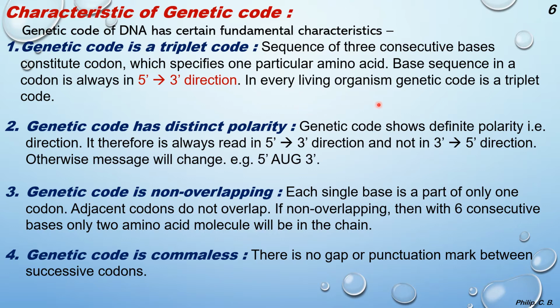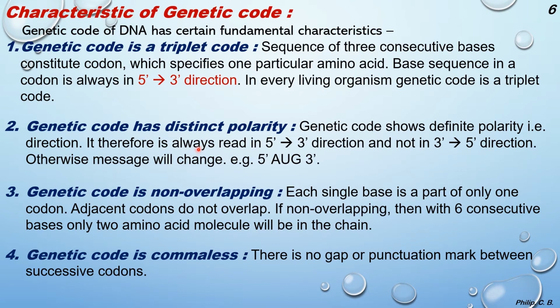In every living organism, genetic code is a triplet code. Here, as you already saw, the amino acid sequence, which is a triplet codon, is always in the 5' to 3' direction, and this genetic code is similar for every living organism. Every codon is specific for a particular amino acid. It will not change for different amino acids. For one amino acid there's a particular codon, as you saw earlier. For example, the starting codon is AUG, which is for methionine, and it will remain the same.